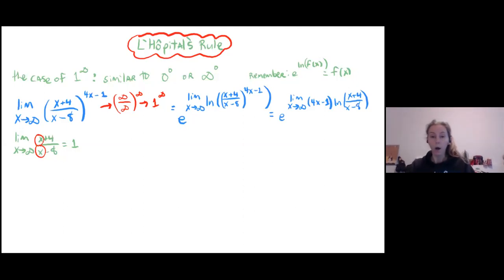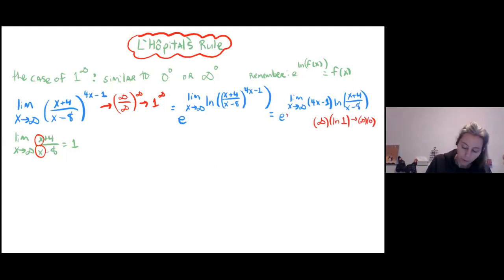So now I'll plug in again. And when I plug in again, I end up with infinity times ln. I already did that inside bit. That x plus 4 over x minus 8, I know is going to 1. And ln of 1 is 0. So this is infinity times 0.